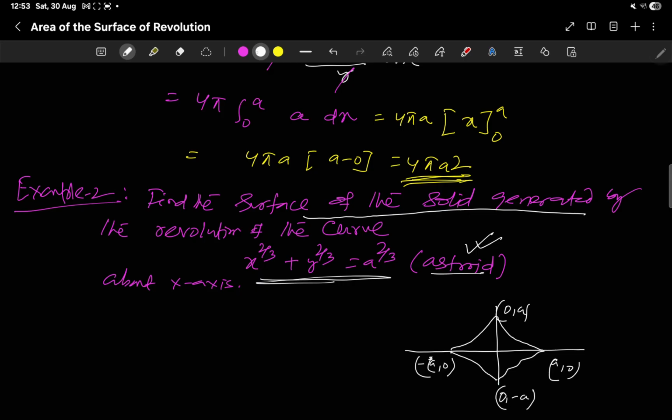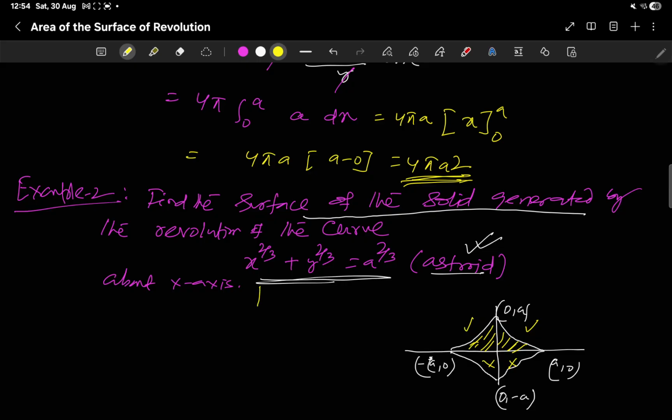This is the asteroid. Now it is important to note that if we take the upper half of this asteroid and rotate, revolve it, then also the same solid will be generated. Okay, so the limit will be considered from the upper part.